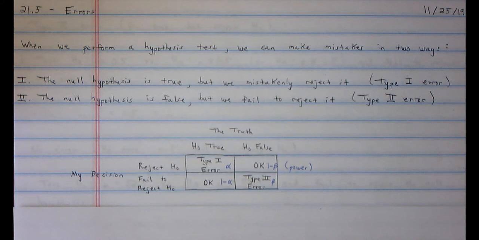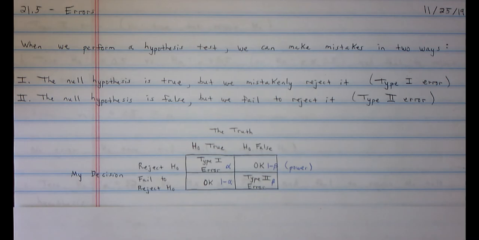Welcome back. In this video, we'll discuss section 21.5, errors. When we perform a hypothesis test, we can make mistakes in two ways. The first way is this. The null hypothesis is true, but we mistakenly reject it. We call this a type 1 error. The other way we can make an error is this. The null hypothesis is false, but we fail to reject it. We call this a type 2 error.